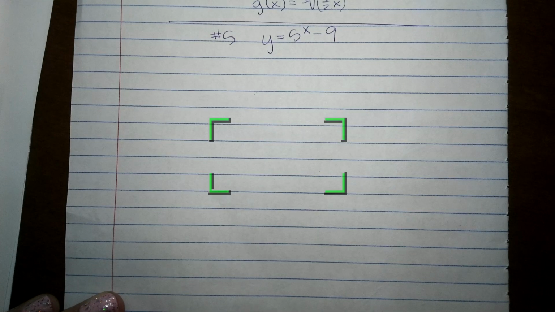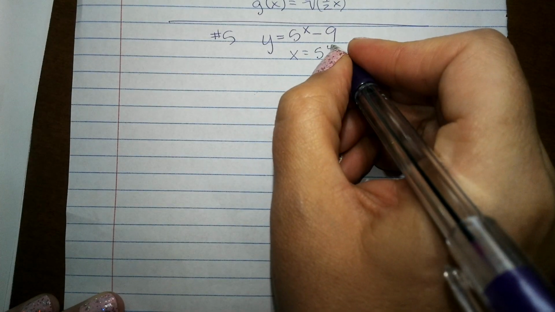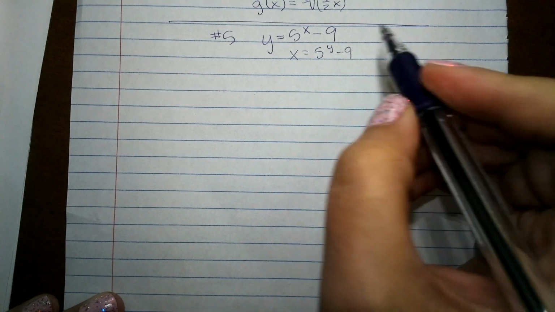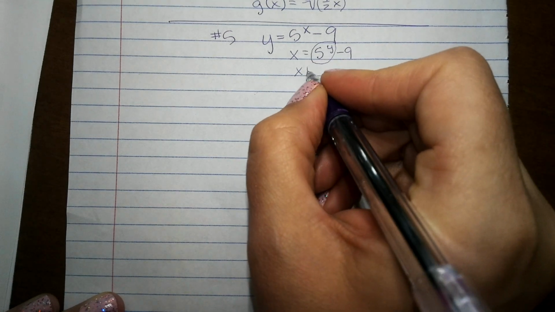So we were told to find the inverse, so I'm just going to switch x and y. X equals 5 to the y minus 9. So we want to isolate, or get this by itself. So we're going to add 9 over.